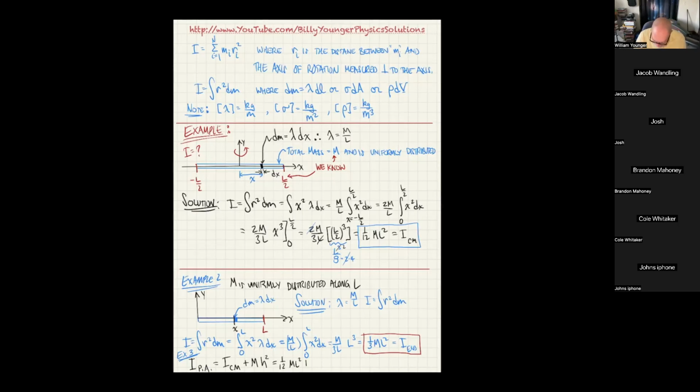So I'm going to say plus M times L over 2 squared, which of course is going to become ML squared over 4. Notice both terms have an ML squared in it. And this is going to be 1/12 plus 1/4. Well, 1/4 is the same thing as 3/12, and 1/12 plus 3/12 is 4/12. So that's all 1/3. And we therefore get 1/3 ML squared. And that's a check.